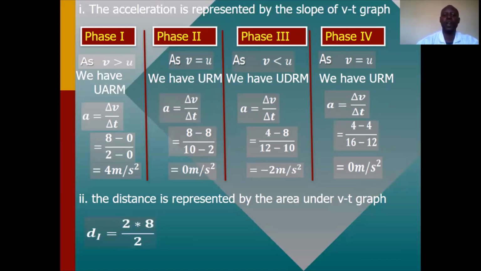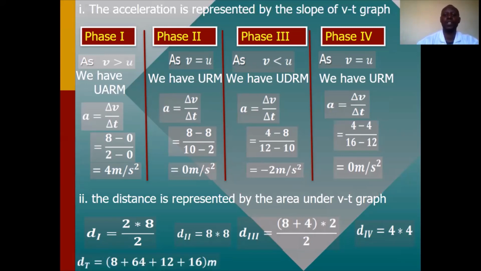For phase 1, we have a triangle where the base is 2 and the height is 8. So D1 is 2 multiplied by 8 divided by 2. For phase 2, we have the width, which is 8, and the length is 8. For phase 3, the big base is 8, the small base is 4, the height is 2, and we have this. For the last one, we have the width, which is 4, and the length is 4.